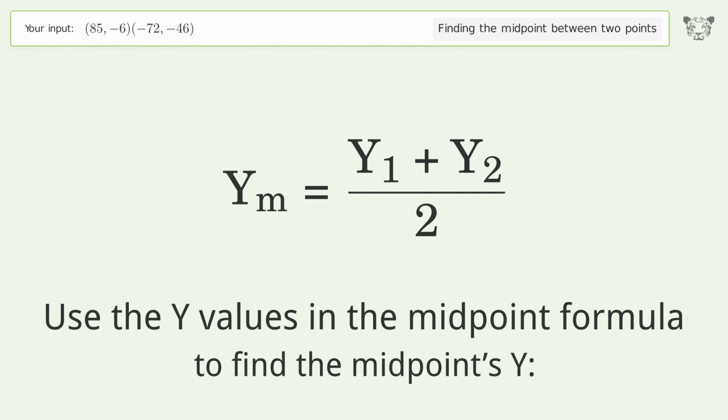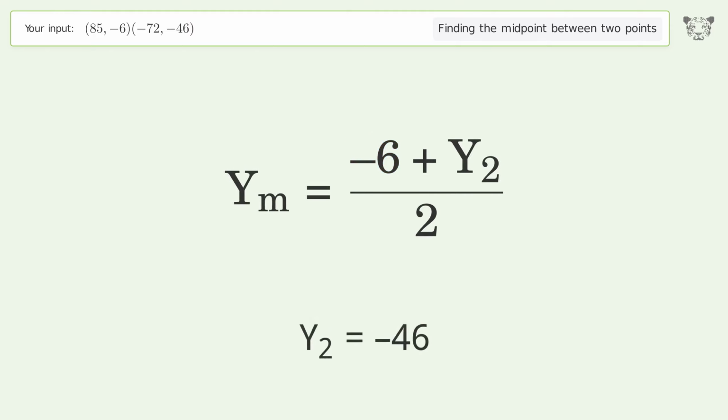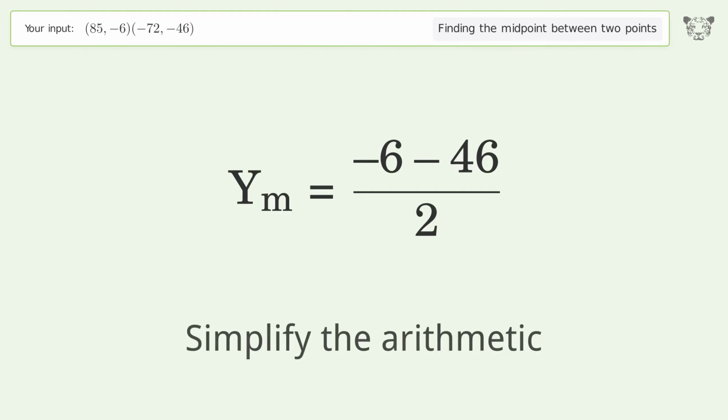Use the y values in the midpoint formula to find the midpoint's y. y1 equals negative 6. y2 equals negative 46. Simplify the arithmetic.